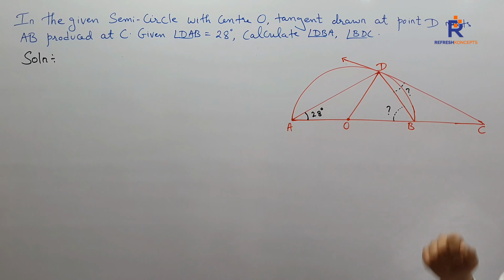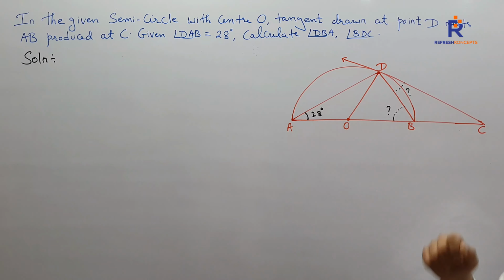What makes me say that? Any chord passing through the center of the circle has to be the diameter. So we'll claim AB to be the diameter. So in the given semicircle with center O, tangent at point D meets AB produced at C.